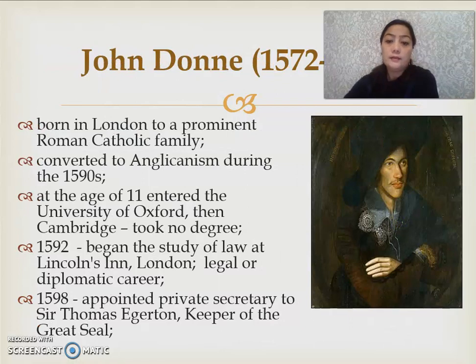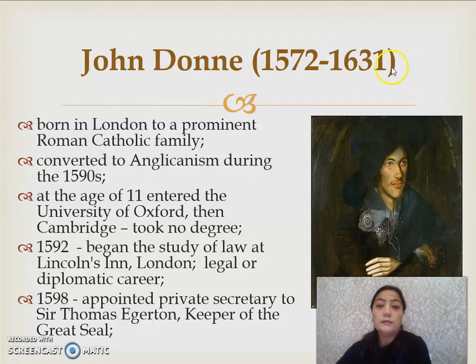Well, now let's have a look at John Donne, a representative, let's say the founder, of metaphysical poetry. He was born in 1572 and died in 1631. He was born in London to a prominent Roman Catholic family, but he converted to Anglicanism during the 1590s. At the age of 11, he entered the University of Oxford, then Cambridge, but he took no degree. In 1592, he began to study law at Lincoln's Inn in London. In 1598, he was appointed private secretary to Sir Thomas Egerton, keeper of the Great Seal.